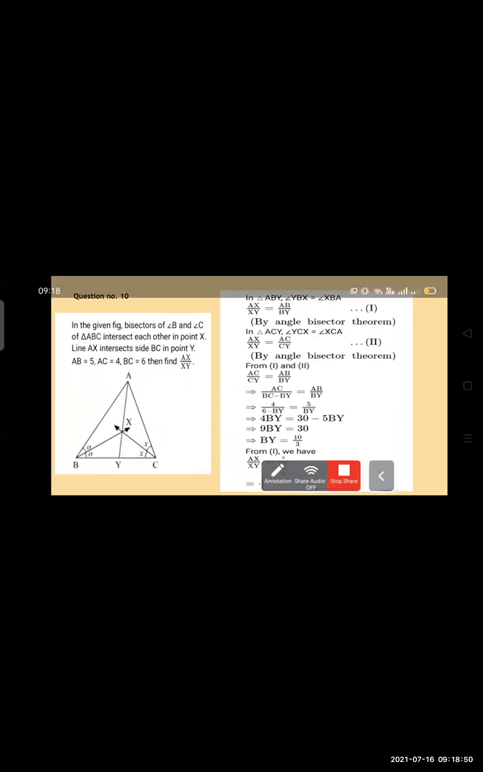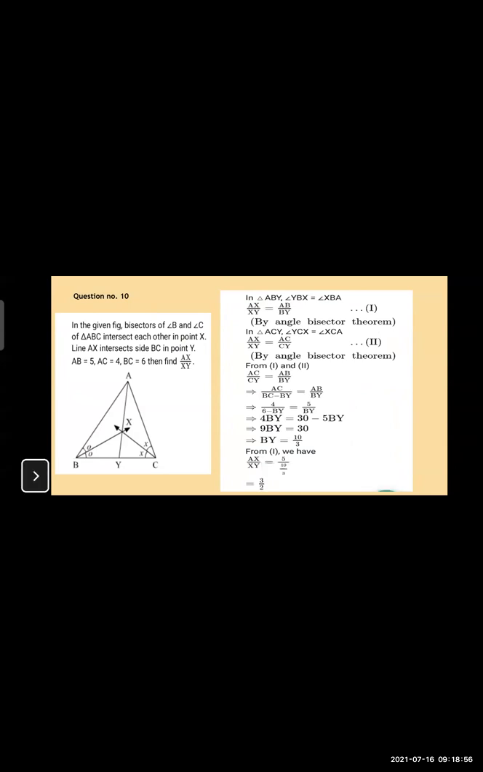If the right hand side is equal, then we equate the left hand side. And when we equate the left hand side, we get PX by XQ is equal to PY by YR. Therefore, we write line XY is parallel to QR. That is the converse of BPT theorem. Simple. Consider only two triangles. One, this one. Apply angle bisector theorem. Equating, you will get your proof. Next question. Question number 10. In the given figure, bisectors of angle B and C of triangle ABC intersect each other in point X.